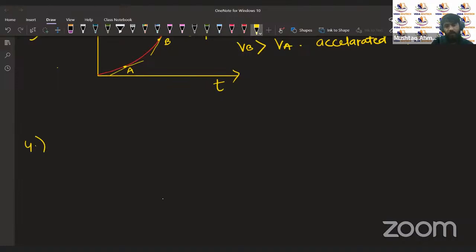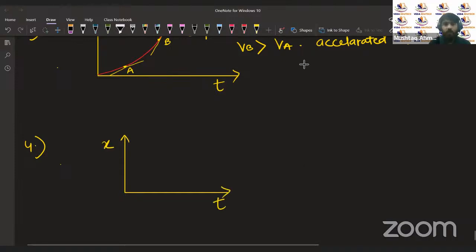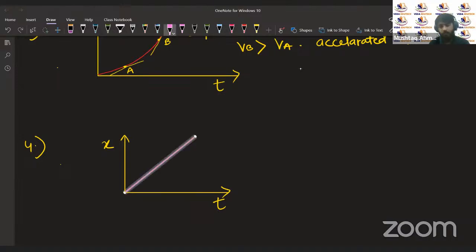Let's discuss the final case, case 4 with respect to the position time graph. Let's suppose this is our position X, and this is our time axis, right? And let's suppose this is the position time graph. This is the XT graph.